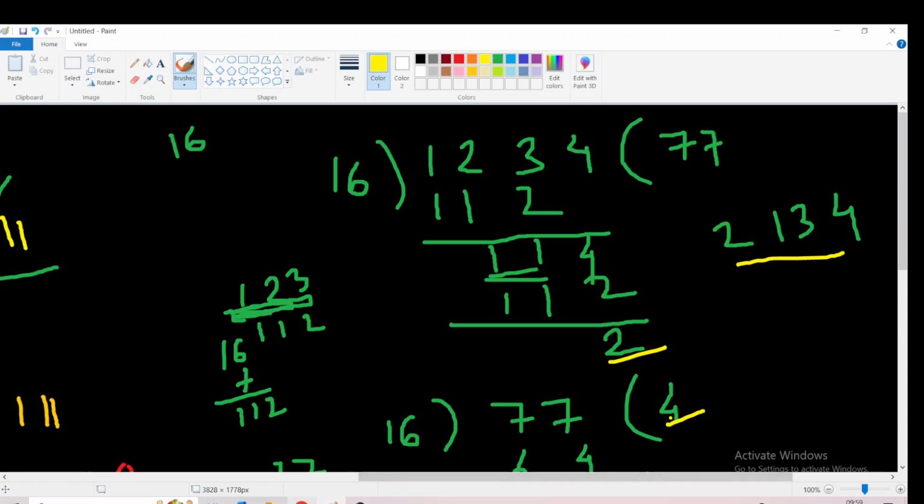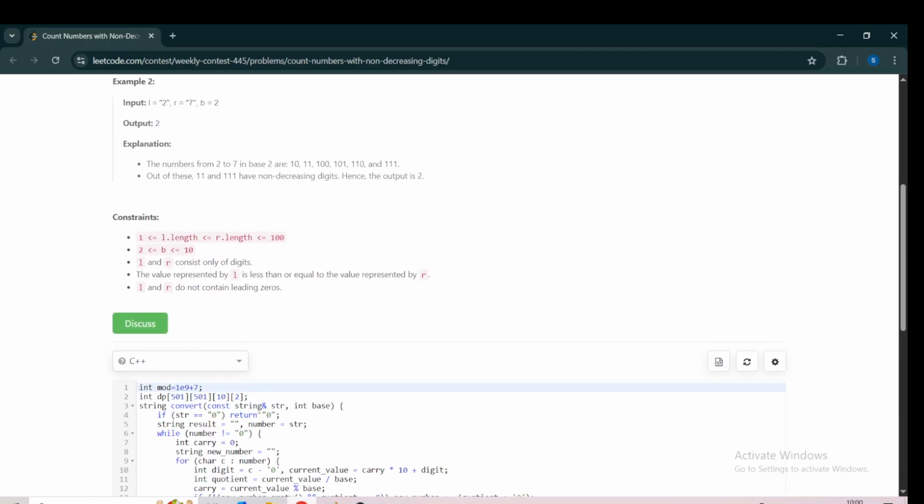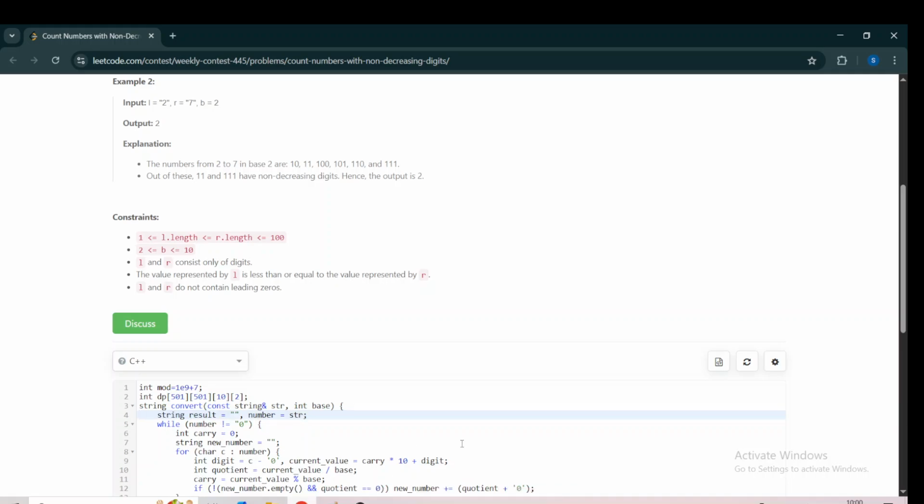So I'll now explain the code for how we are changing a specific string from base 10 to a different base b. This is the convert function, which takes a string as input and a base as input, and it changes the value to a different base. The string length is always greater than 0, so this is not important. Now this is our result, and our number is str. We are checking while the number is not equal to 0.